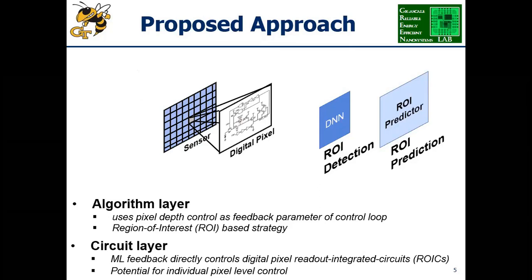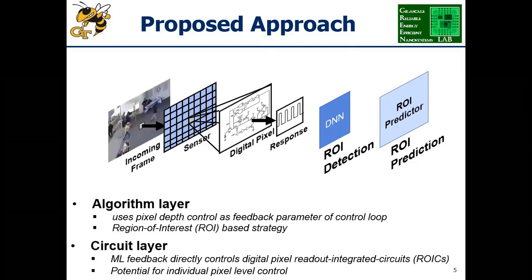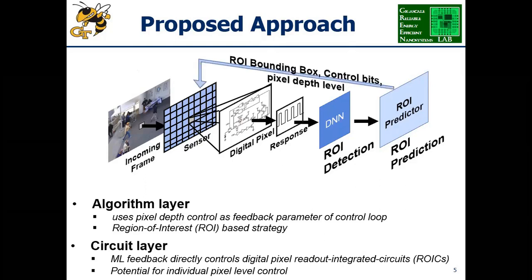So going to the proposed approach of this work, this is an illustration to show how the full system works. So the DNN drives the feedback control. So there is an incoming frame, and from the frame, there is the response of the digital pixel, and the ROIs are detected, and then the predicted ROIs are fed back to the sensor level. So now for the subsequent frames, the sensor has this information of which pixel to maintain at what depth.